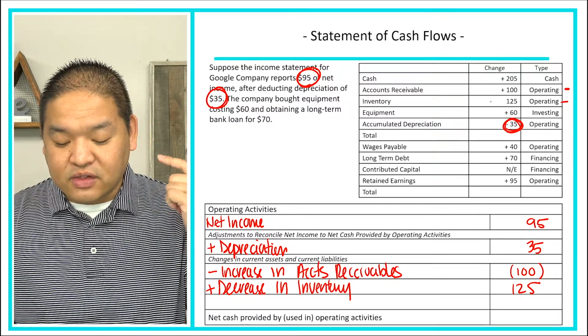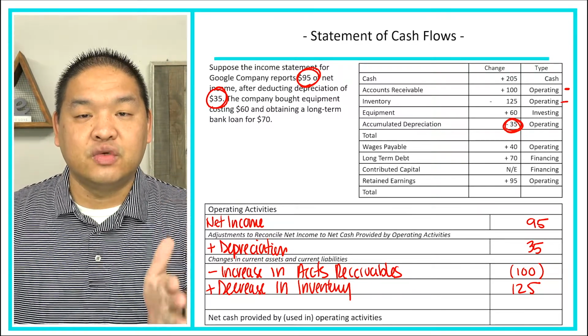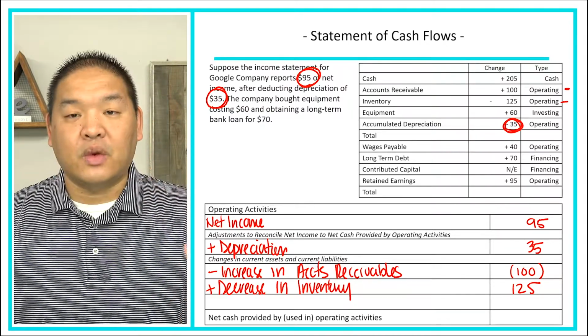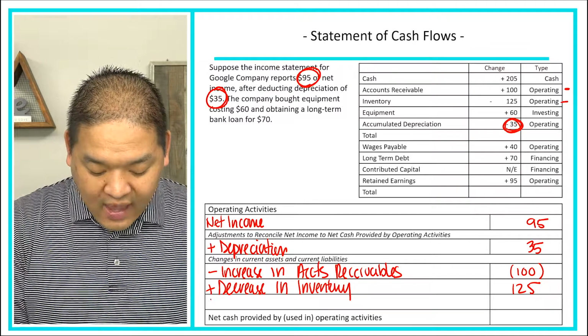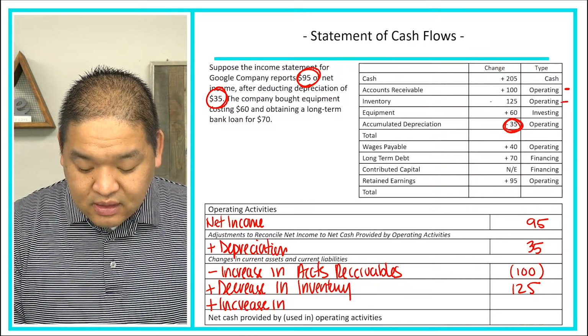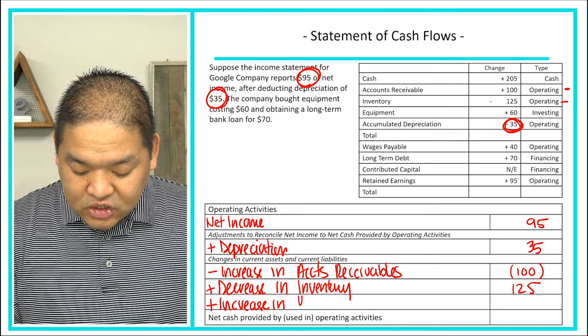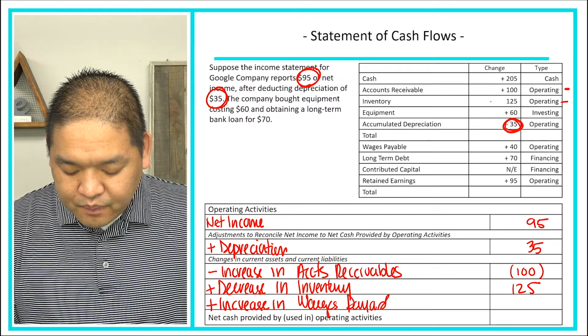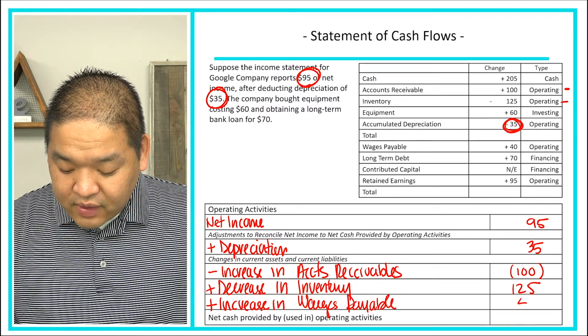Now we'll go down to the current liabilities. So for current liabilities, we're going to do exactly what happened. So in this case, wages payable increased by 40. So we're going to add 40. So add the increase in wages payable in the amount of $40.